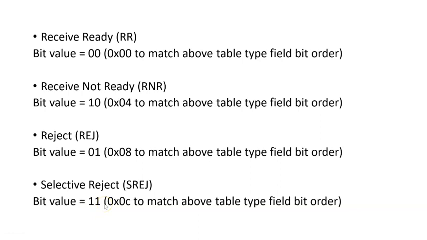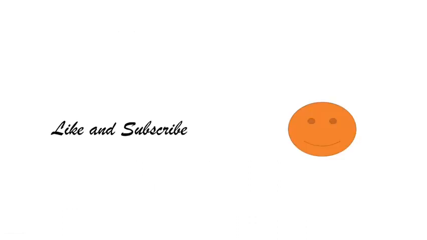So these are the various types of functions. These are used for indicating whether the receiver is ready or not ready. Sometimes it is used as an acknowledgement also. So that's all about the HDLC protocol. We have discussed all the important details of HDLC. We have also seen the frame structures for standard and extended. I'm really hoping that this video was to the point.